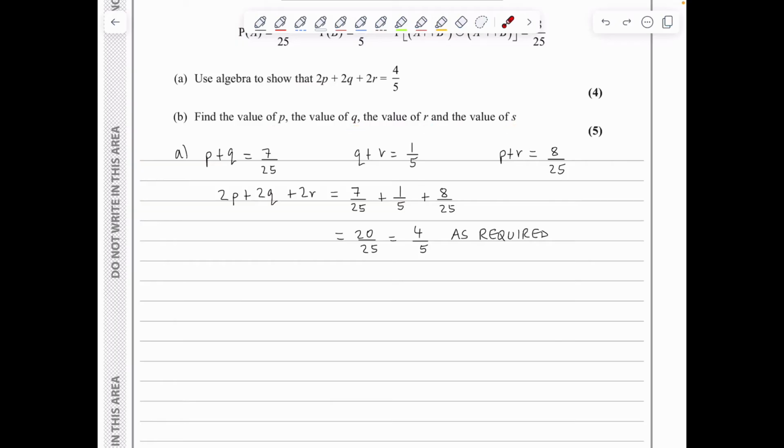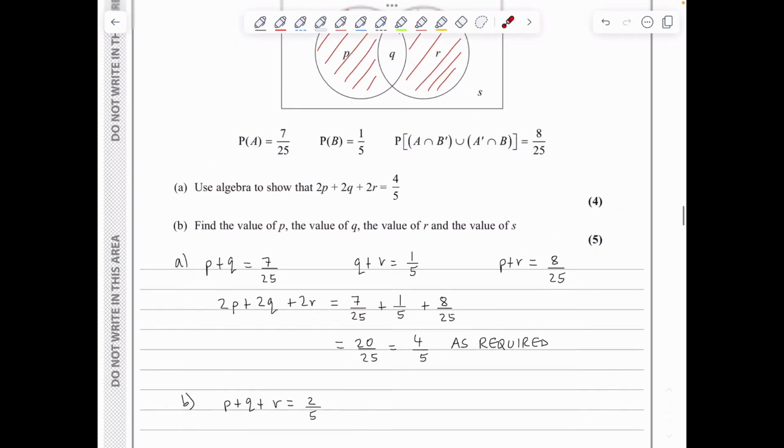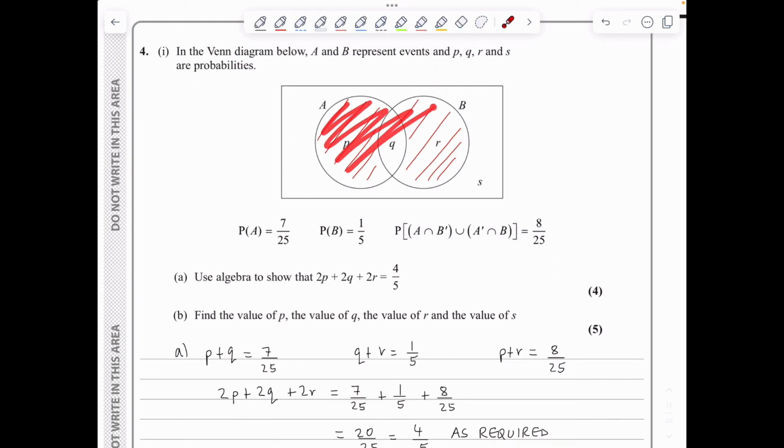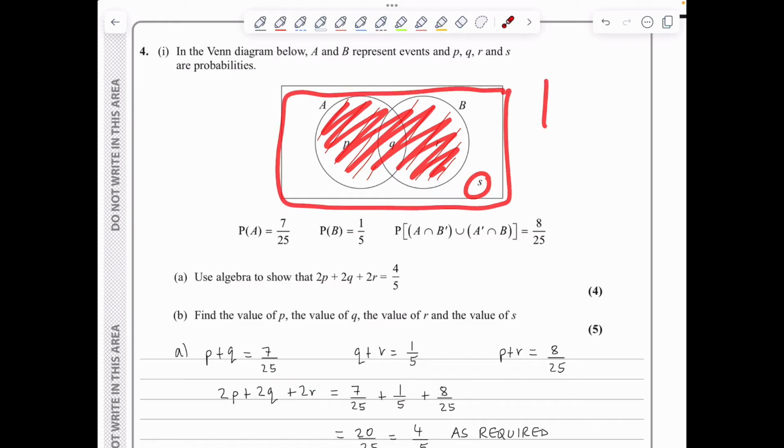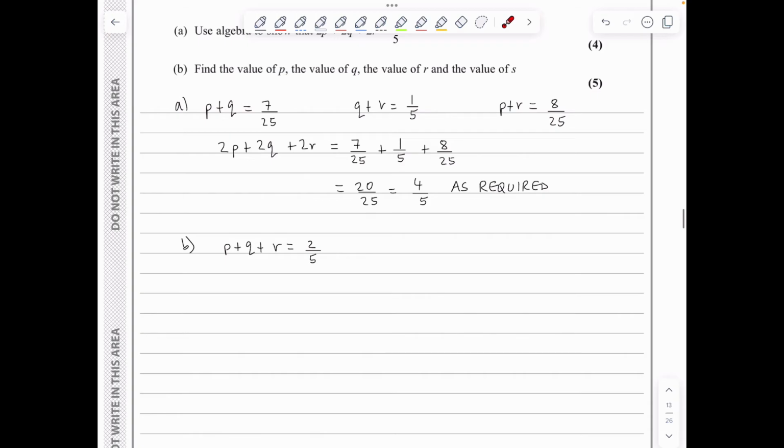We are then asked in part B to find the value of P, Q, R, and S. And starting from what we have found in part A, that 2P plus 2Q plus 2R is 4 over 5, we could divide throughout by 2 to get that P plus Q plus R is 2 over 5. Going back to the Venn diagram, we know that P plus Q plus R is all of this, and S must be that number that makes the total probability 1. So if P plus Q plus R is 2 over 5, this means that S must be 3 over 5.